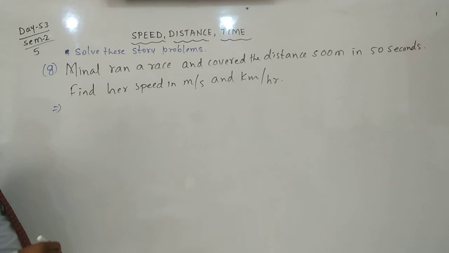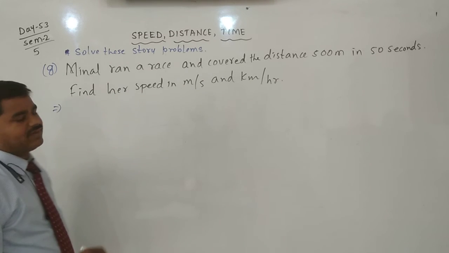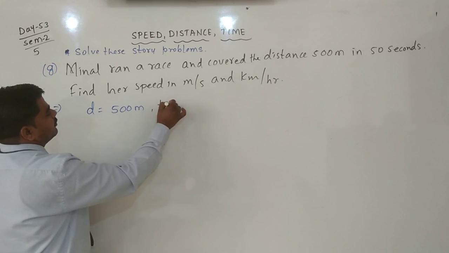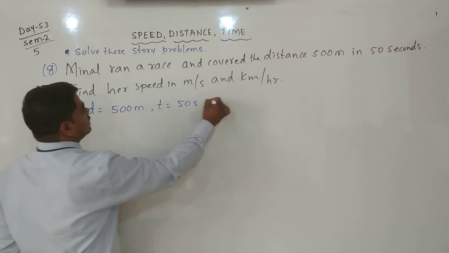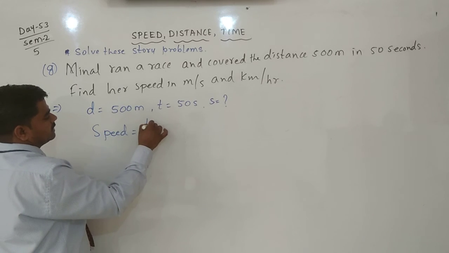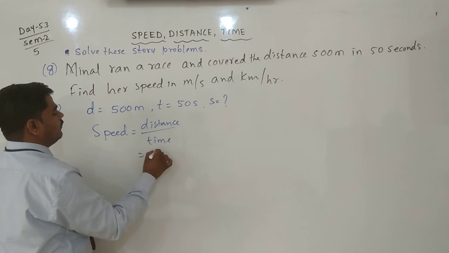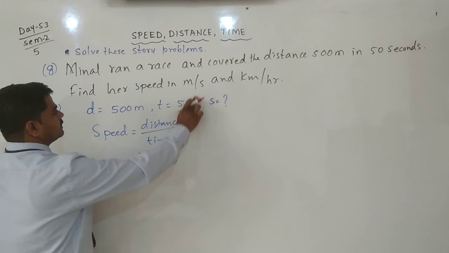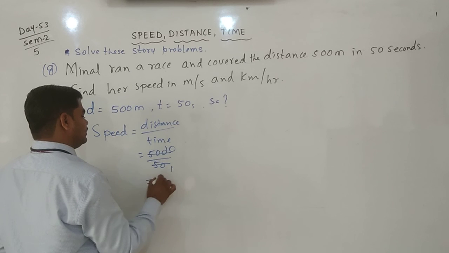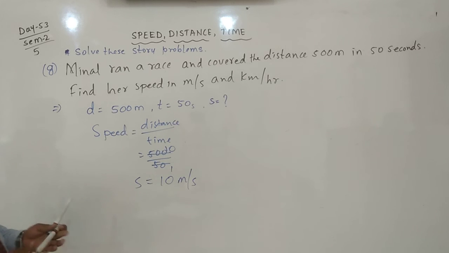Simple, first you find it in meter per second. Why? The 500 meters is given, 50 seconds is given, so we will get meter per second. Then distance is equal to 500 meters, time t is equal to 50 seconds, then s is equal to question mark. Speed is equal to distance by time. 500 meters by 50 seconds. Then 50 tens are 500, so 10 meter per second. Her speed is 10 meter per second.